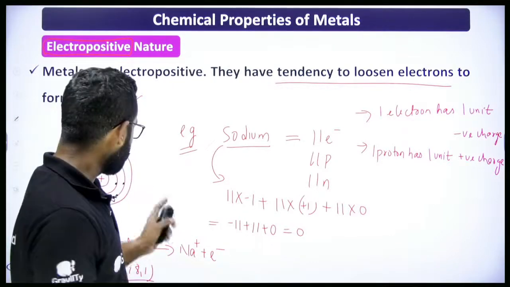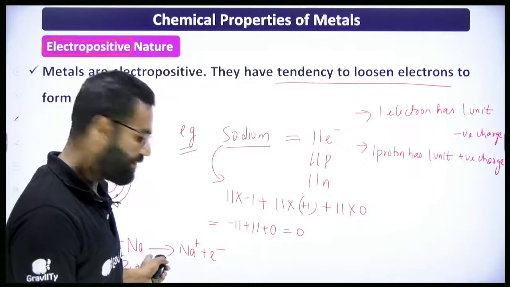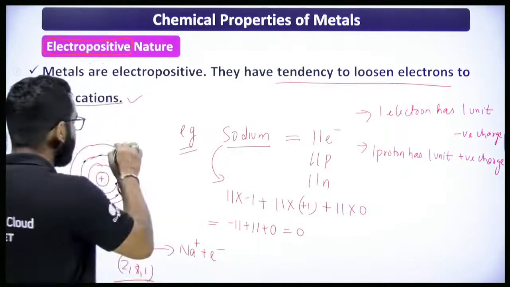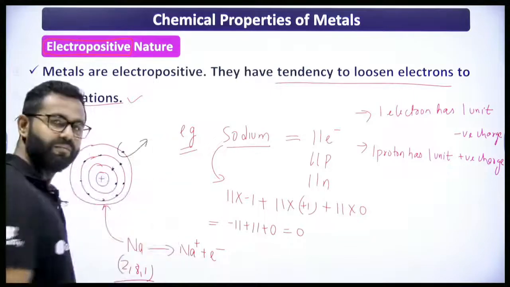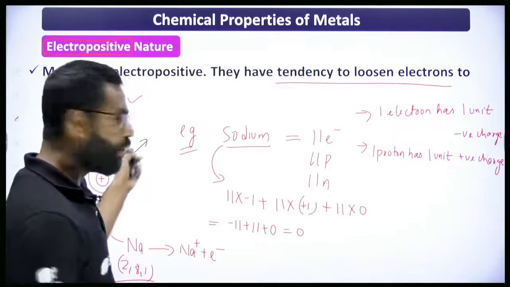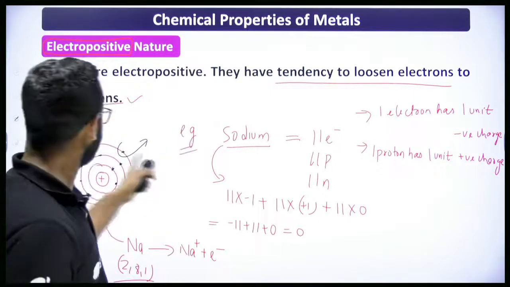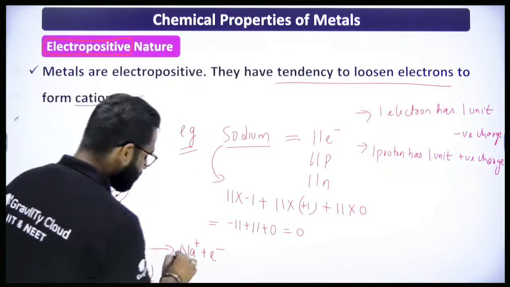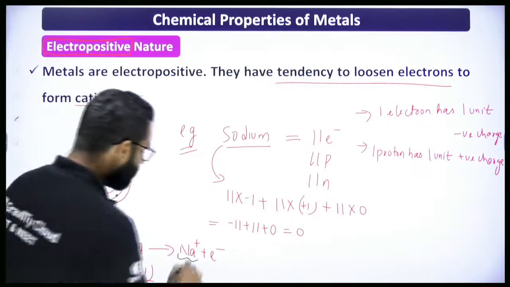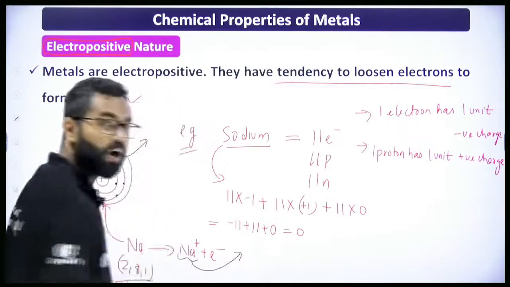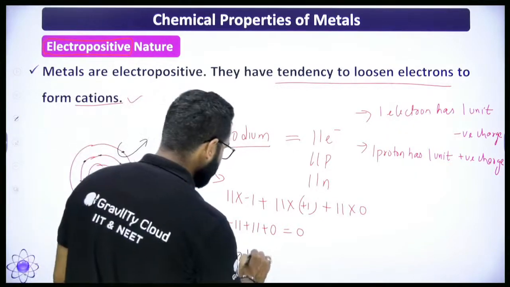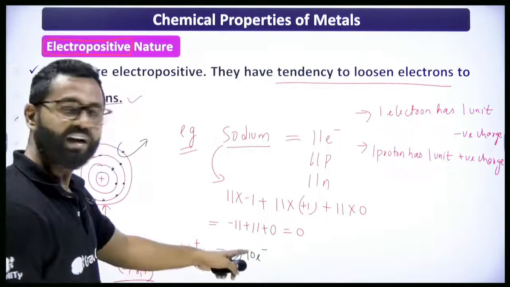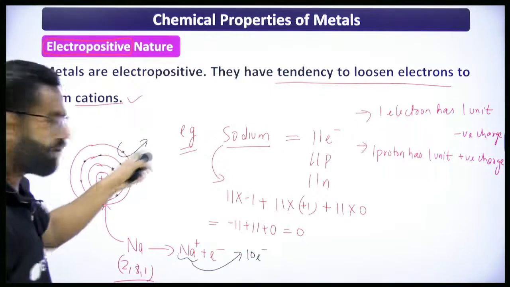Right? I told you that sodium atom forms Na plus. How? By losing 1 electron. So the last electron will be lost by sodium. When this electron goes out of sodium, what will happen? It will form Na plus. Now in Na plus, how many electrons are there? 10 electrons. Right? In Na plus, we have 10 electrons because the last electron is lost.